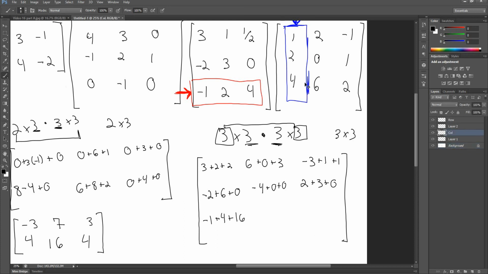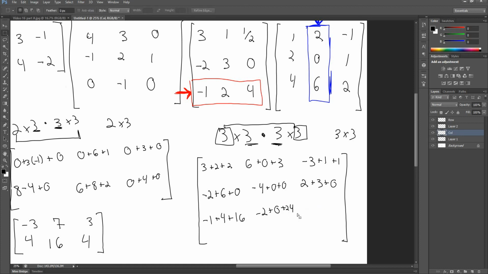Then we can shift our column right, so we increase that column. So we will have negative 1 times 2 is negative 2. 2 times 0 is 0. 4 times 6 is plus 24. And now we can shift our column one last time.